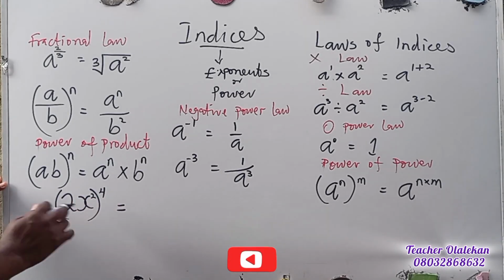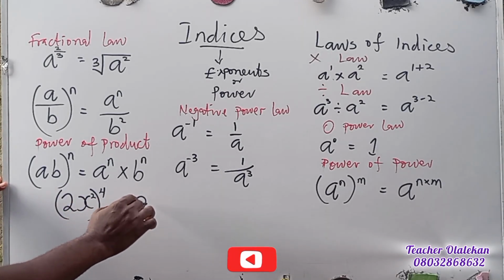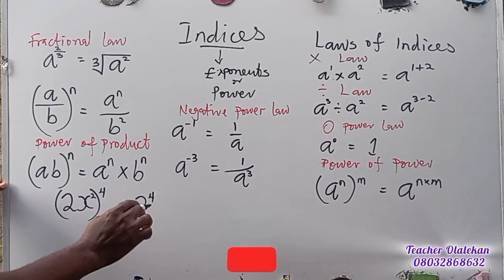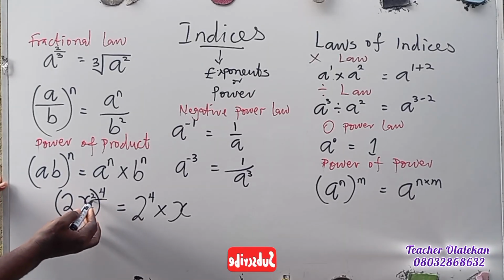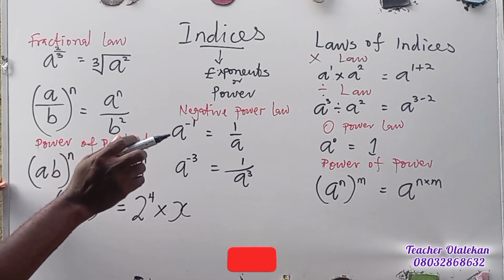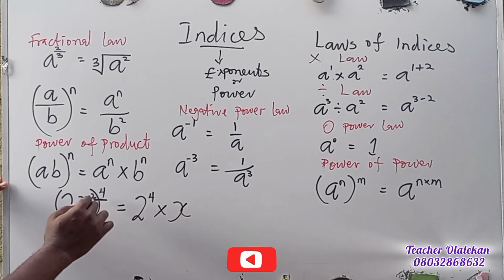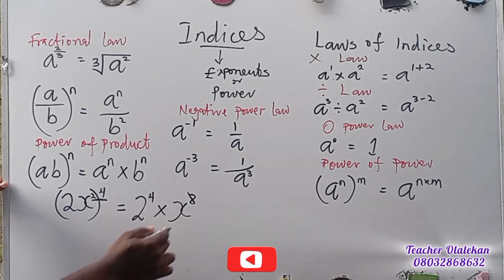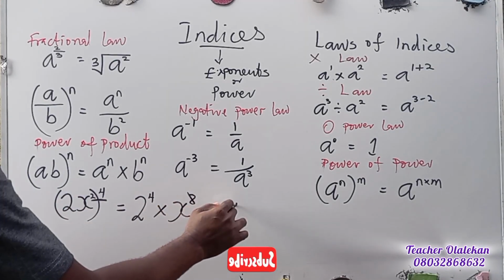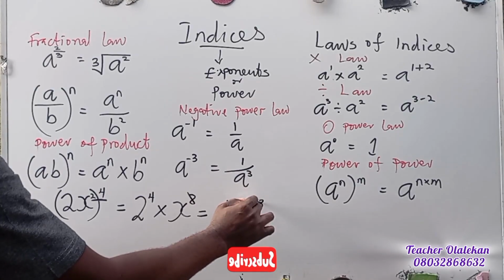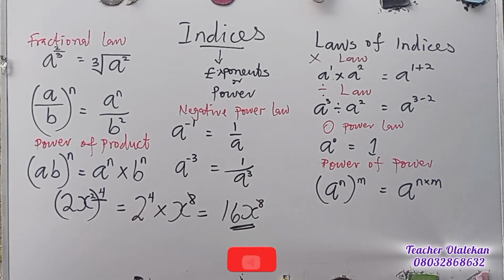What this simply means is that our 2 is raised to power 4, which will be multiplied by our x raised to the power of these two. We have to use the power of power law here. So that is going to be 8. It will be 8. So in this case, you're going to have 16x raised to power 8 as the final result. So this is the power of product rule.